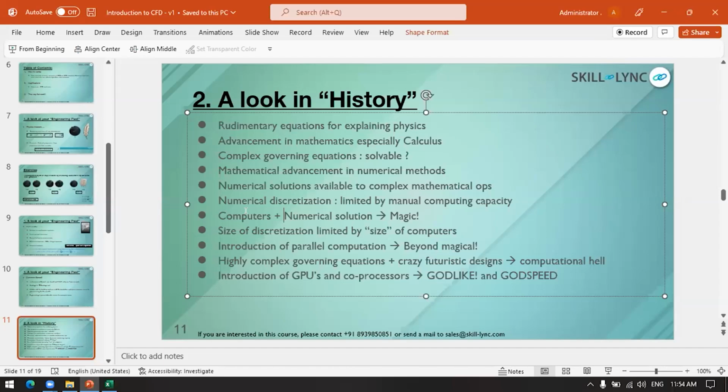Then again, as humans are greedy, another problem was that you have complex governing equations which involve multiple physics. You had crazy futuristic designs, which is why, again, the simulations became a big problem. I have personally seen some simulations run for 1 or 2 months together. Imagine getting one result in 2 months of time from a simulation. So essentially, it was a computational hell.